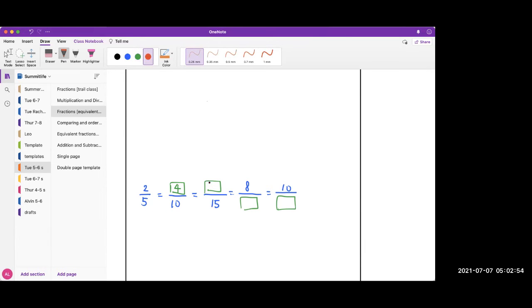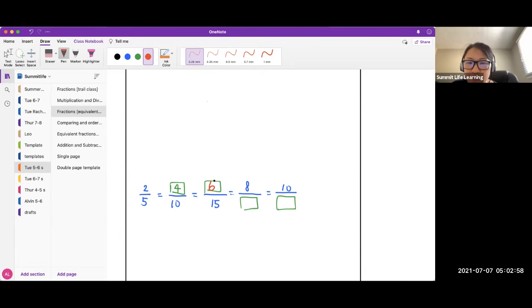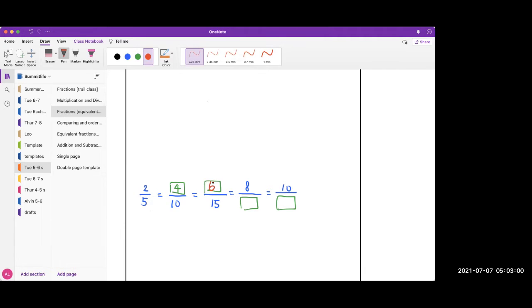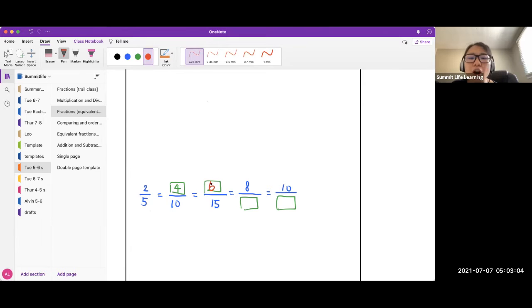5? 6. Yeah, 6. Okay. How do you get 6? By counting by equal numbers. 2, 4, 6. Okay. Can we also look at it like this? For equivalent fractions, when we change equivalent fractions, we can also do it by this.